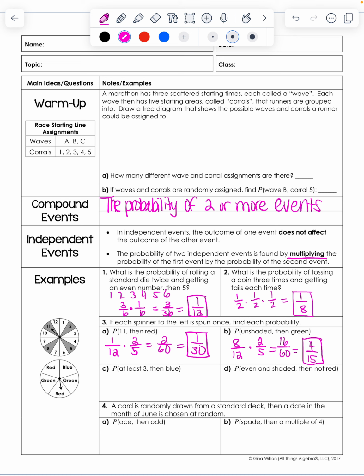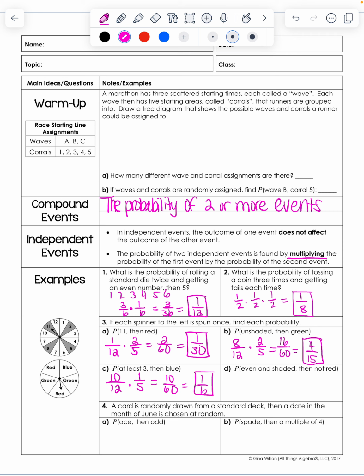The probability of landing on at least 3, so that includes 3. At least 3 means 3 and above. There are 10 numbers that are at least 3 out of 12. And then landing on blue, there's 1 blue out of 5. So you multiply 10/12 times 1/5, you'll get 10/60, and that simplifies to 1/6.